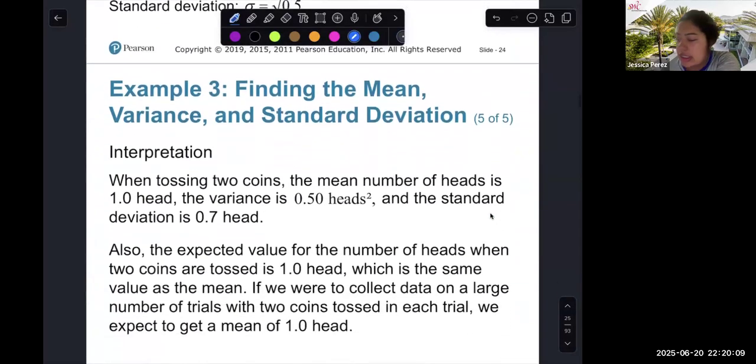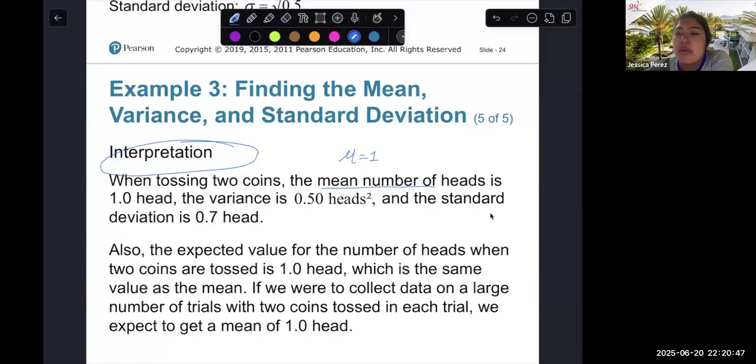Now, what is the interpretation? Remember, what we care most about in statistics is the interpretation. What meaning does this have? When you're tossing two coins, the mean of heads is 1. The mean is represented by mu, which is 1. So in this experiment, you're going to be landing 1 head most of the time. That's the mean. The variance will be half a head, and the standard deviation would be 0.7 of a head.